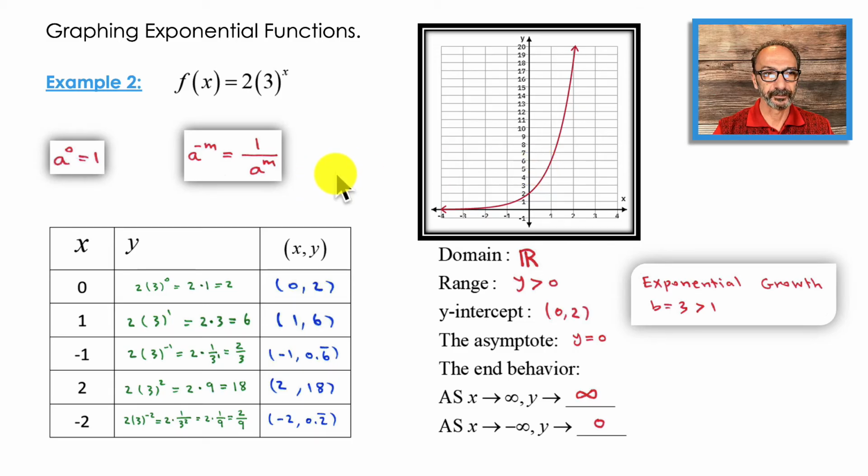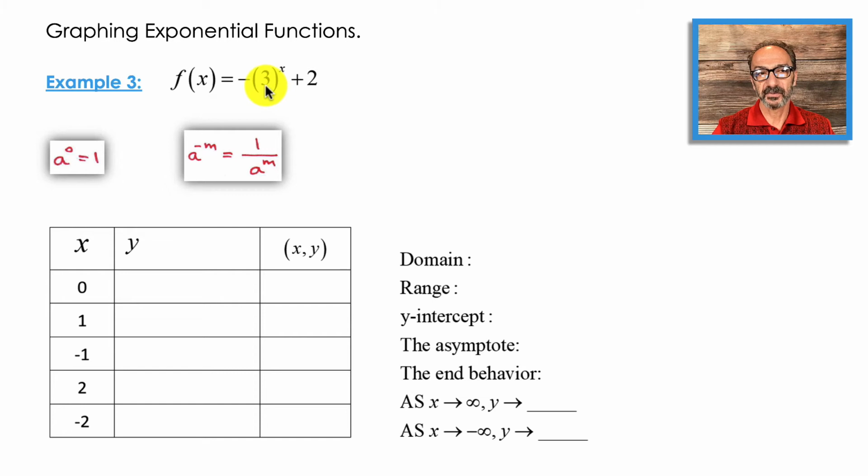Example number 3. This is an exponential growth but reflected about the x-axis and shifted up 2 units. So we have to be careful about the y-intercept. We cannot read it from here. When x equals 0, we have 1 right here with the negative outside. So it's negative 1 plus 2, and that's 1. 0, 1. The reason why it was shifted up is not 0, negative 1, as a is negative 1. When you plug in 1, you get negative 1. That's negative 3 plus 2.